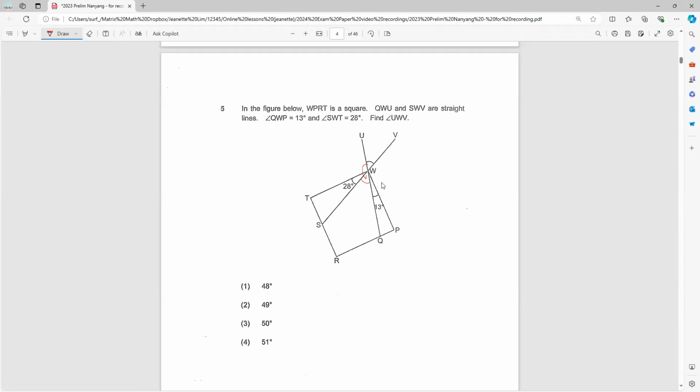So we can just take 90 minus 28 and 13. Okay, minus 28 and 13, you get this angle here. But this angle is actually the same as this because vertically opposite. Because it must be two straight lines, which the question gave. If they are not straight lines, then you cannot use this property. So answer 2.